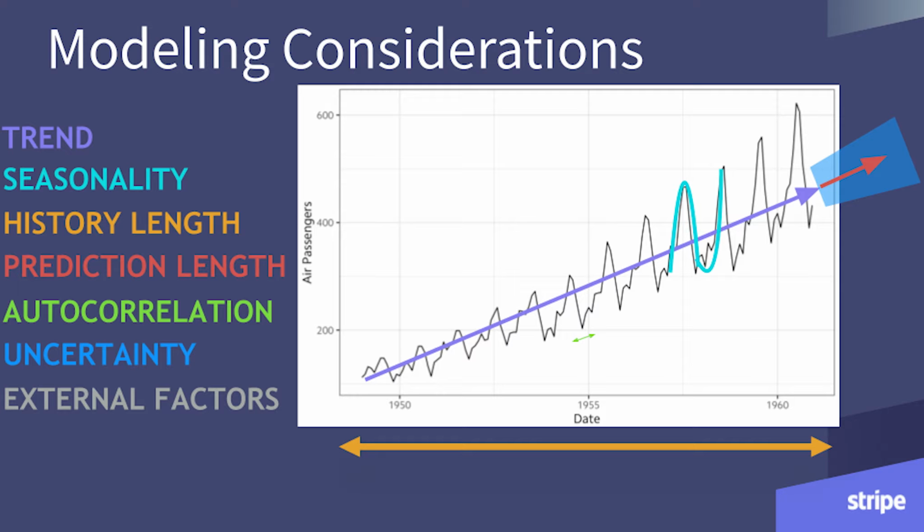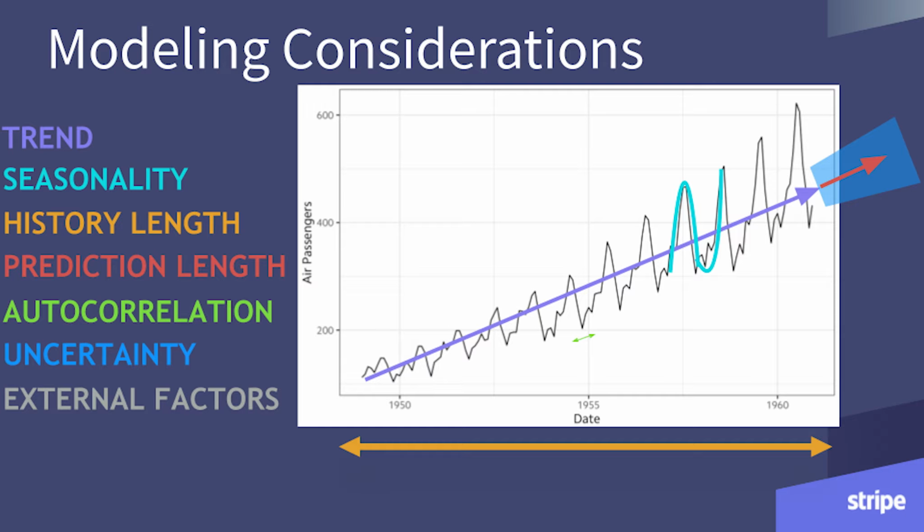Secondly, do you have any seasonality in your data? So this could be weekly or monthly or daily seasonality, or even sub-daily seasonality like hourly or minutely. Third, what is the length of history that you have in order to make a prediction? And fourth, how long of a prediction do you want to make into the future?